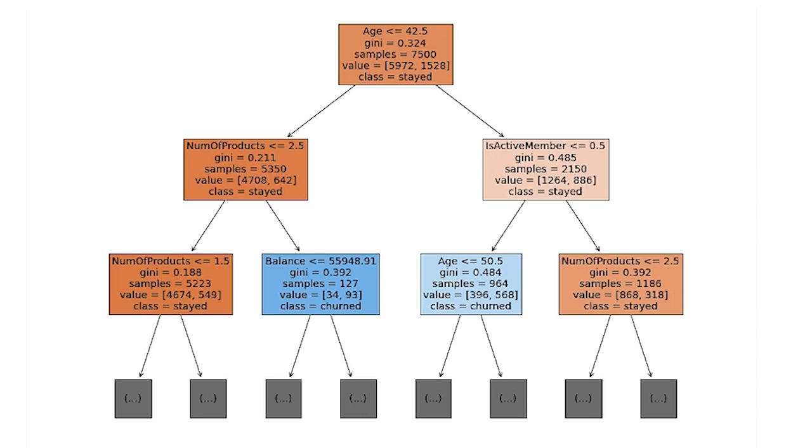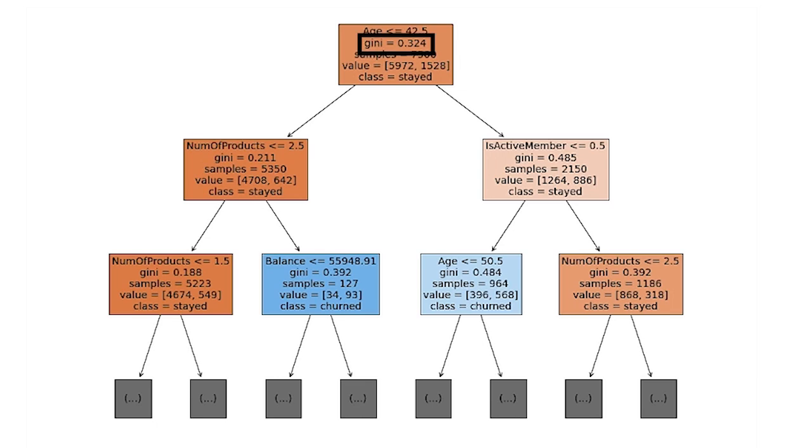The first line of information in each node is the feature and split point that the model identified as being the most predictive. In other words, this is the question that's being asked at that split. For our root node, the question was, is the customer less than or equal to 42.5 years old? At each node, if the answer to the question it asks is yes, the sample would move to the child node on the left. If the answer is no, the sample would go to the child node on the right.